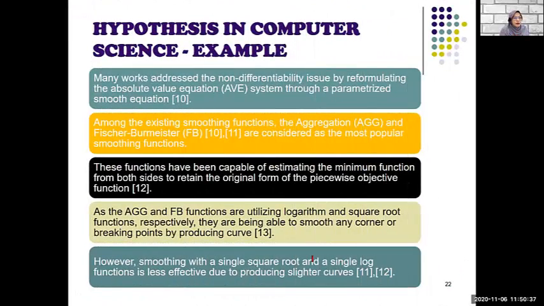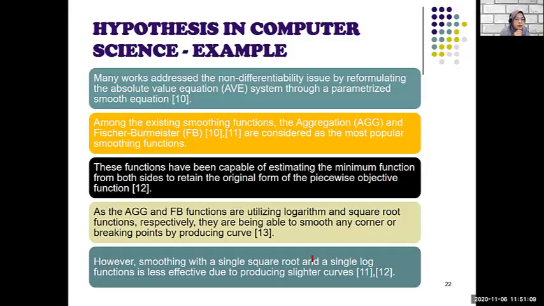Let's see an example hypothesis in computer science. Many works address the non-differentiability issue by reformulating the absolute value equation system through a parameterized smooth equation. So you've got the reference. Among the existing smoothing functions, the aggregation, that is AGG, and Fischer-Burmeister, we use the short form FB, are considered as the most popular smoothing functions.